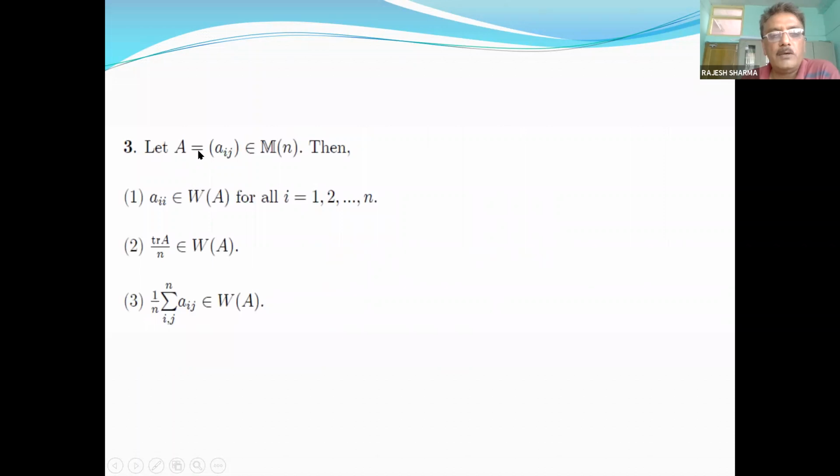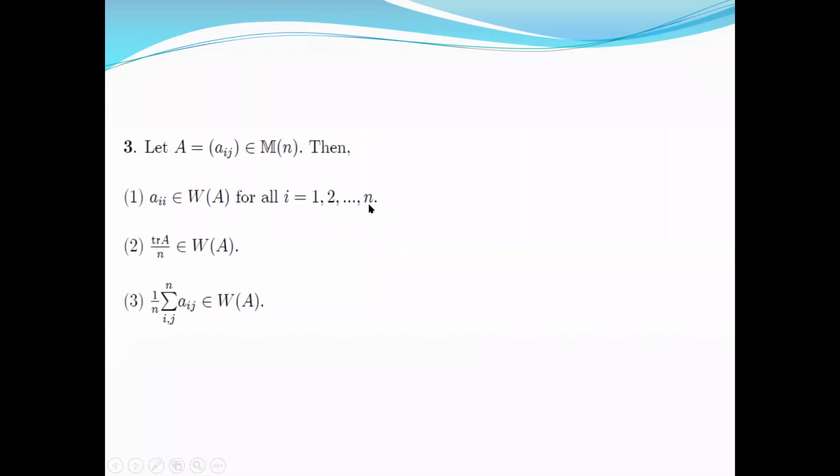Now this third question: let A = (aij) belong to Mn. Then all the diagonal entries are in the numerical range of A. Anybody want to comment? Sir, if we take x equal to ei, that is one of the vectors in the standard basis of Cn, then x star Ax is equal to aii. Yes, good.